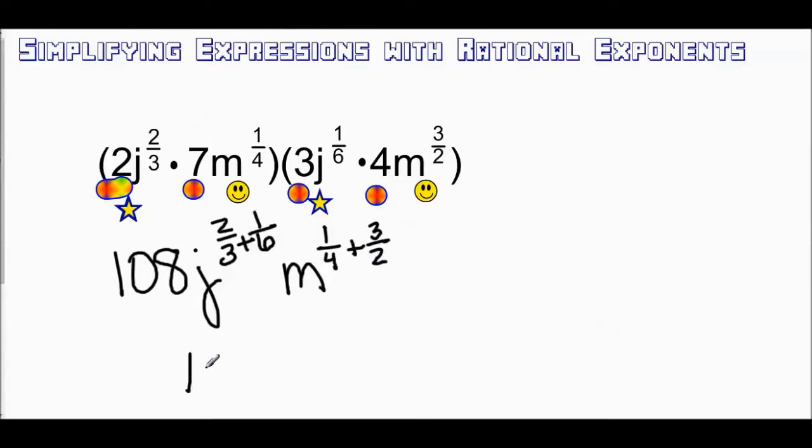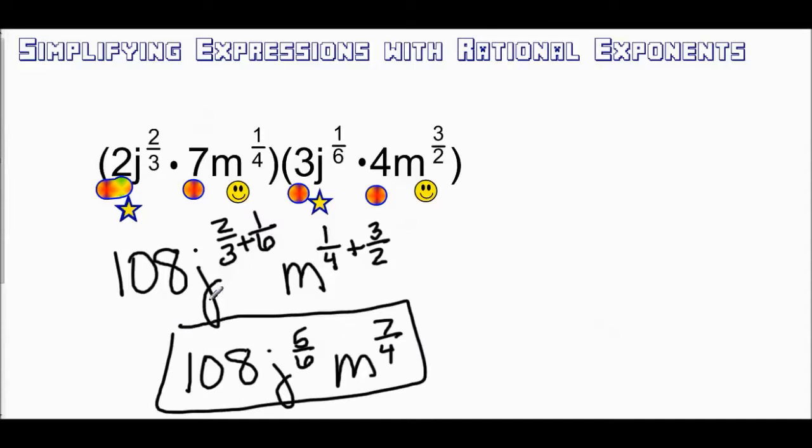So let's go through and add those exponents now. So 108 is 108. 2/3 plus 1/6, that would be the same thing as 4/6 plus 1/6. So that's going to give me 5/6. And then m, 1/4 plus 3/2, that would be like 6/4. So that's going to be 7/4. And that is my simplified version. 108, j to the 5/6 power, m to the 7/4 power.